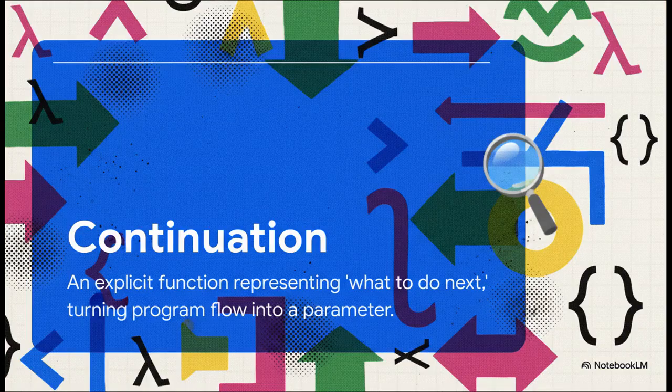Now, the paper takes this idea to its absolute extreme with a concept called a continuation. Think of it like this. Normally, a function returns a result, and the program just implicitly knows what to do next. With a continuation, you explicitly tell the function what to do with the result. You actually package up the what-to-do-next step into a function that you can pass around.